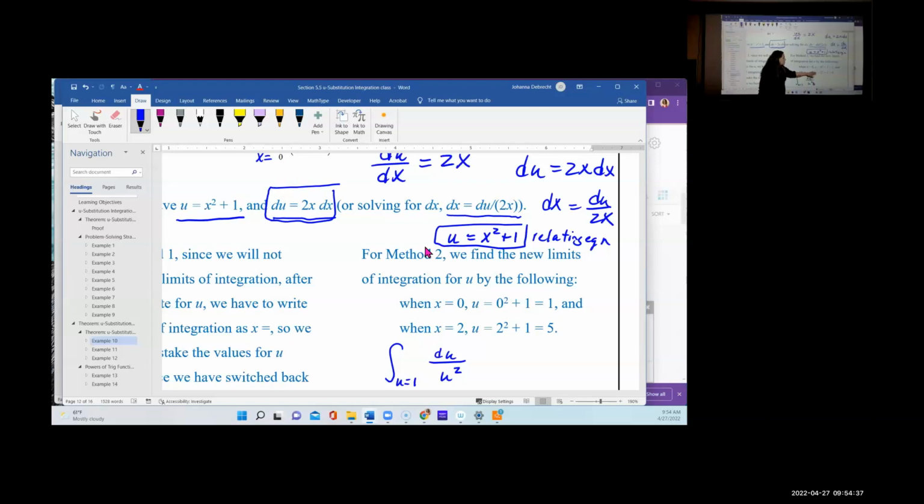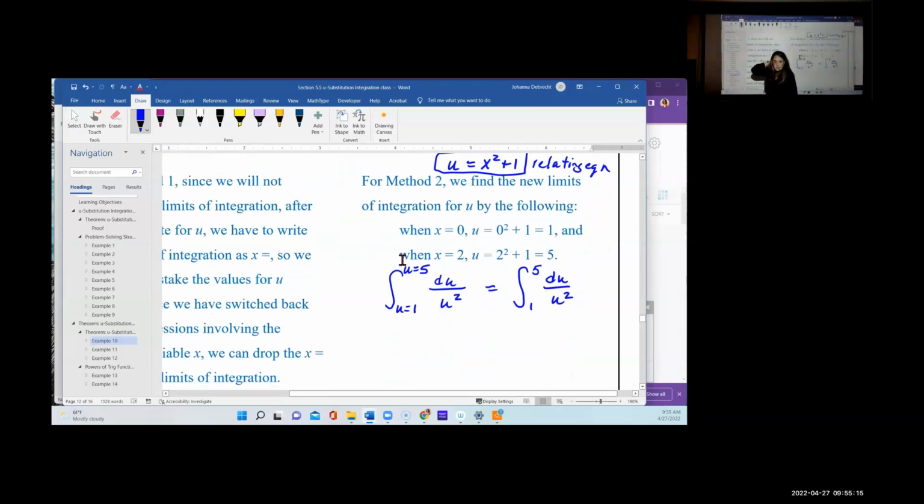When x equals 2, use the relating equation. u equals x squared plus 1. So if x is 2, 2 squared is 4, plus 1 gives me 5. So this now goes from u equals 1 to u equals 5, or I can write this without naming what the limits of integration are because they match the differential, which is kind of nice. I don't have to keep writing x equals, x equals, x equals. I can just drop them because they're u values, right?